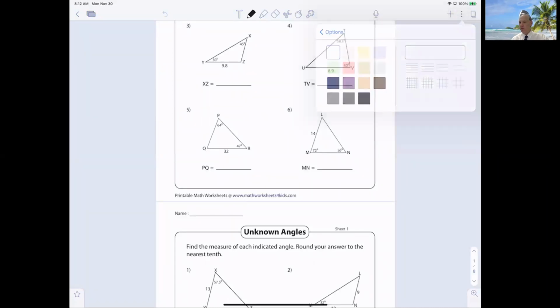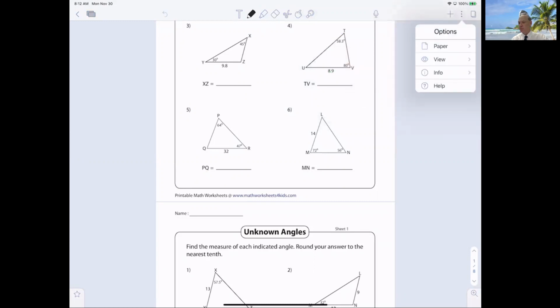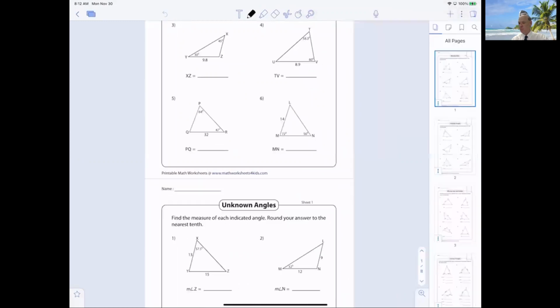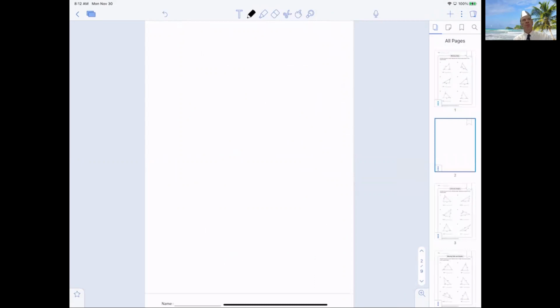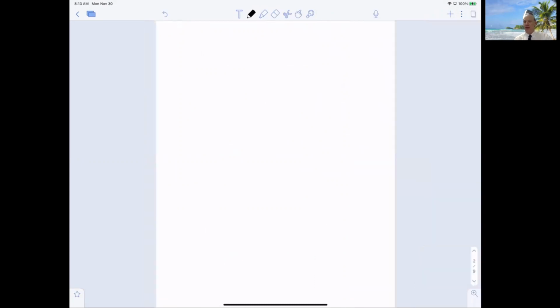All right, add a page. All right, here we go. Just watch the easy, simple little proof for the law of sines.